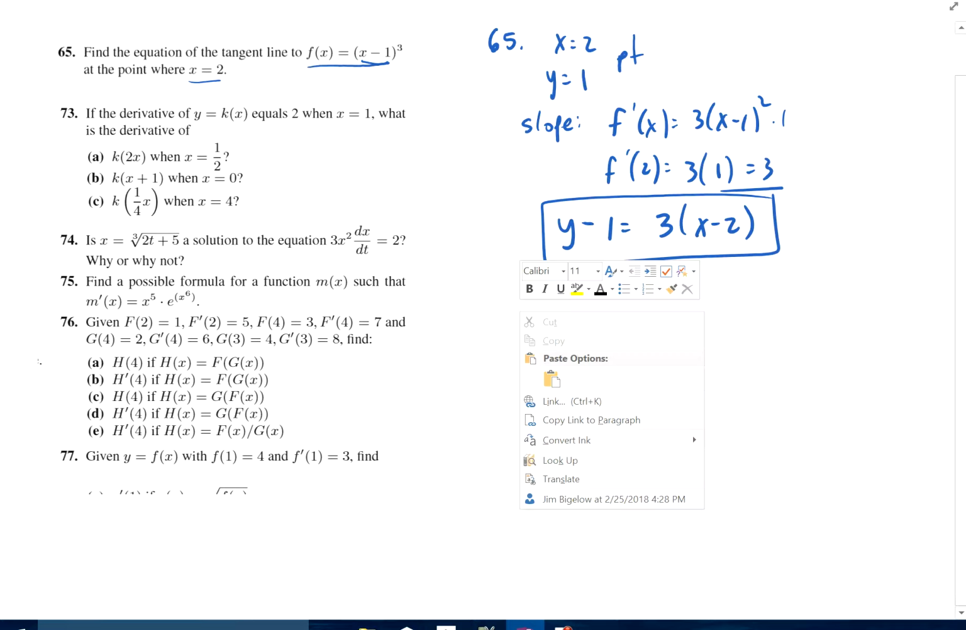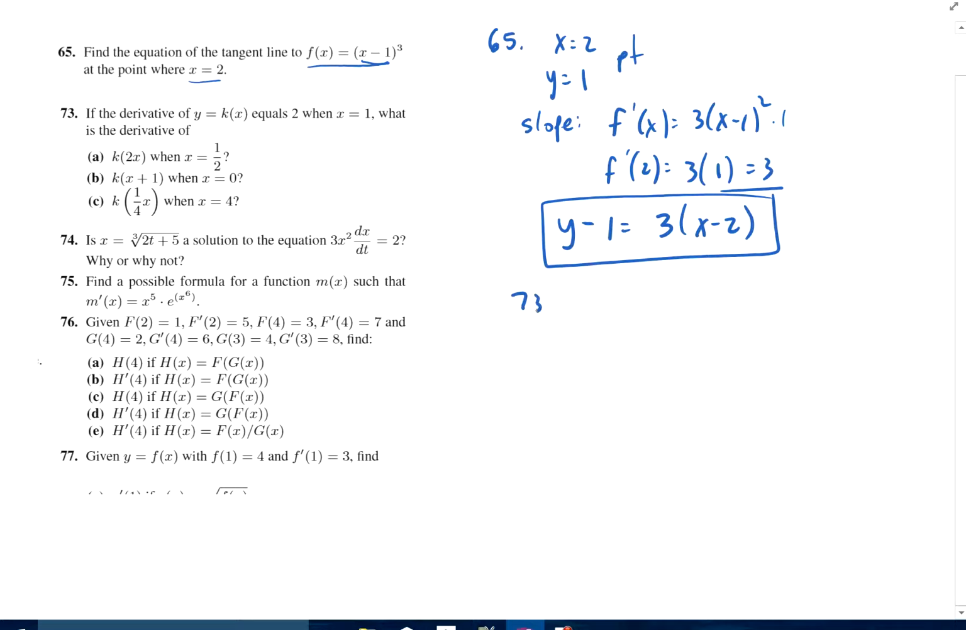73. Oops. 73 says this. The derivative of y equals k of x is 2 when x is 1. What is the derivative of these? Okay. So, in other words, k prime of 1 is equal to 2. Okay, so that's what this tells me.